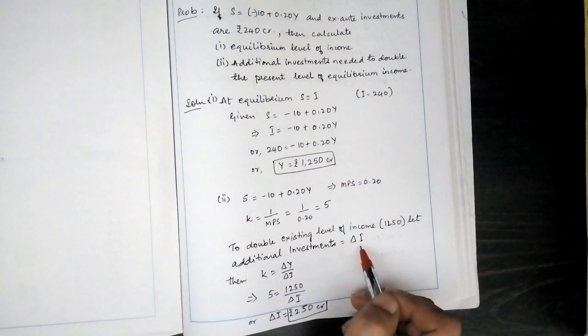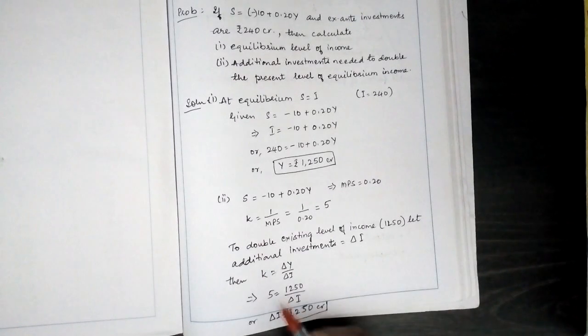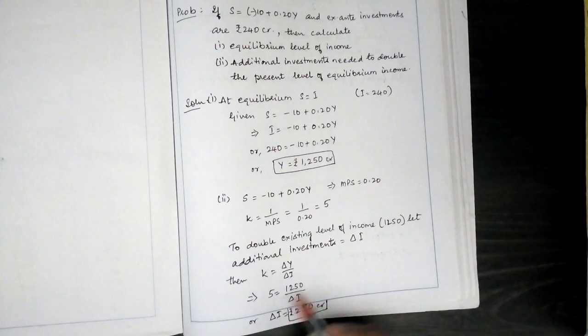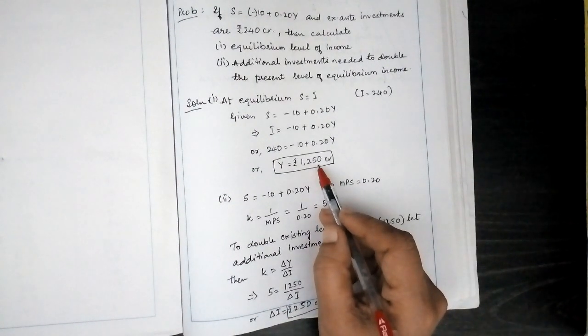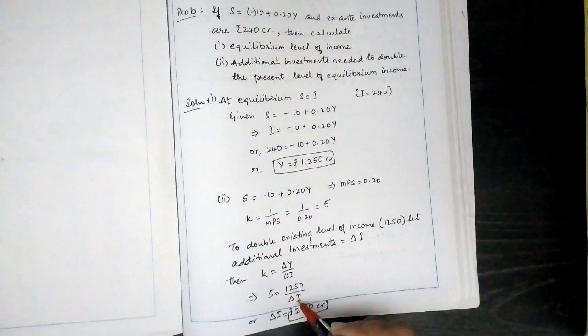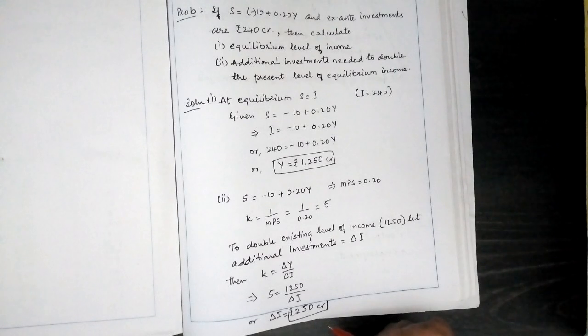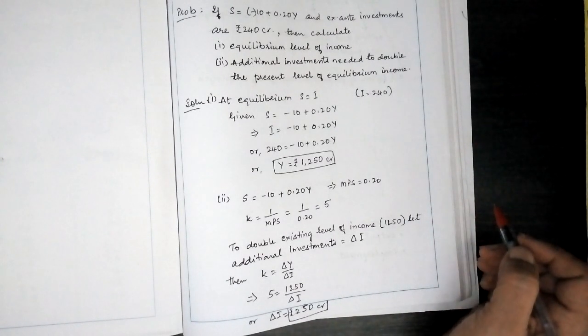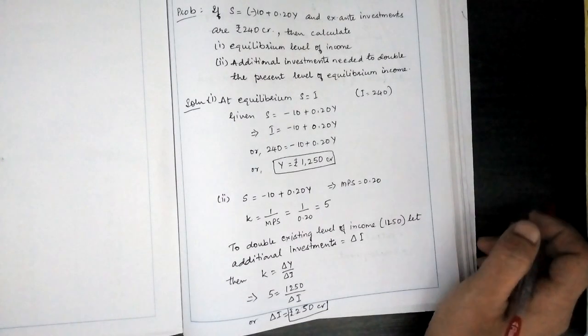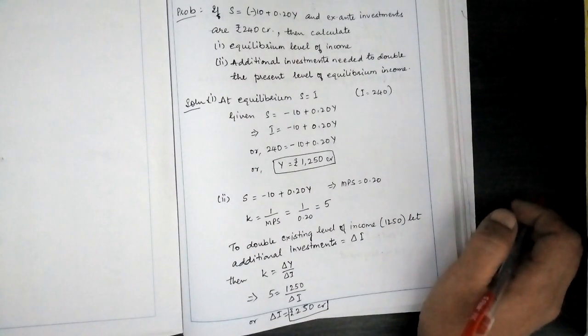Let the additional investment be delta I. Then the multiplier is equal to delta y by delta I. Now we know K is equal to 5. Put the values. 5 is equal to, what was the change in income? 1250 divided by delta I. Rearrange it, you get delta I is equal to 250 crore. So we need an additional investment of 250 crore in order to double the present level of equilibrium income. So that's how you would solve problems based on the investment multiplier.